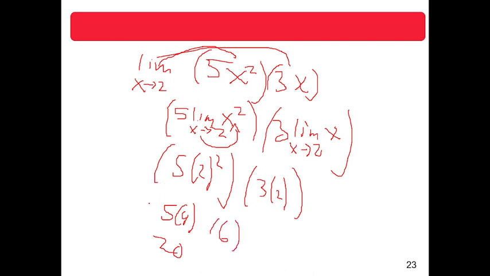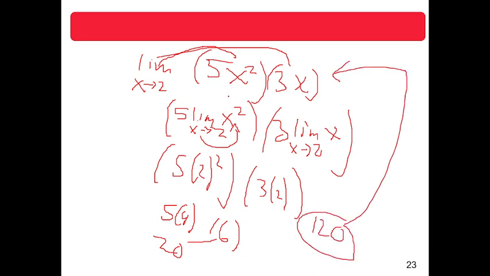But then, you still need to multiply it by 6. And therefore, 20 times 6 is what? 120. So the value of your limit for this given is 120. Simple as that.